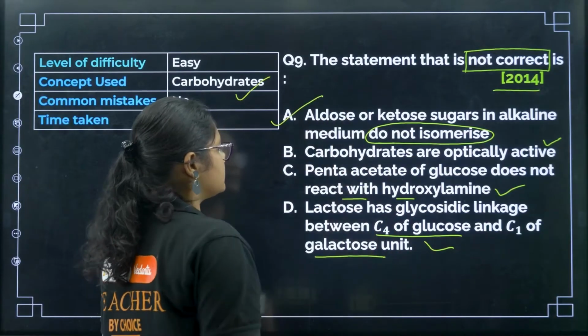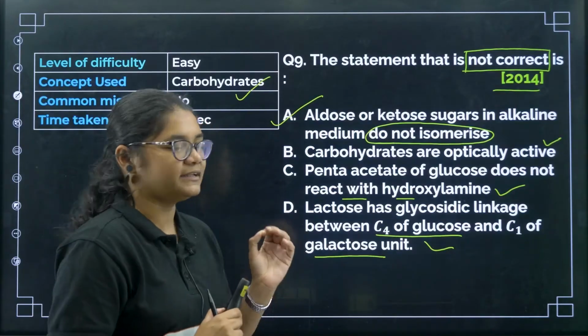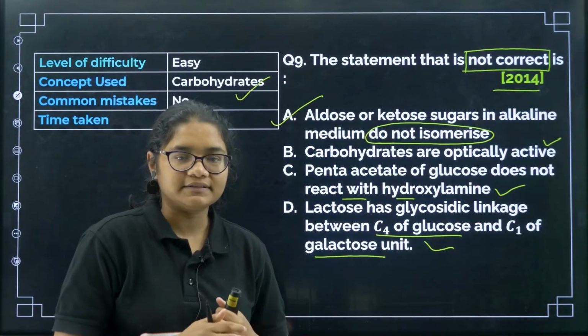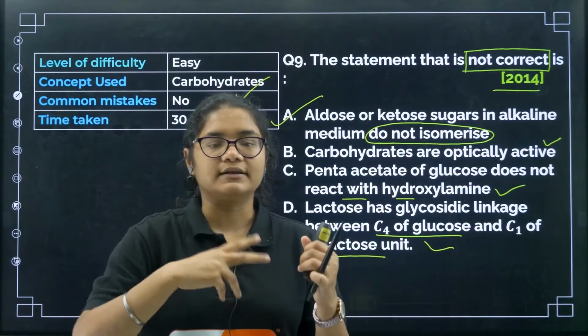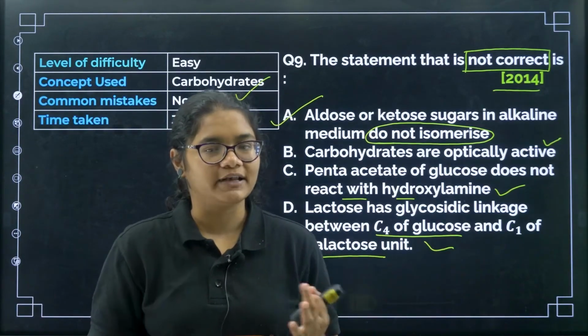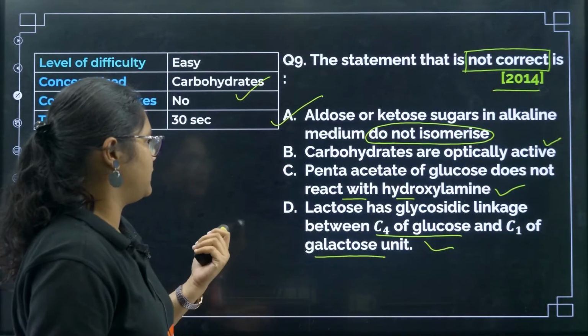This statement is wrong, that is they do not undergo isomerism in the alkaline medium. So option number A is the correct answer. If you have seen, in the alkaline medium the chain and the ring structures are formed, so they are definitely isomerization. So that is why option number A is incorrect statement.